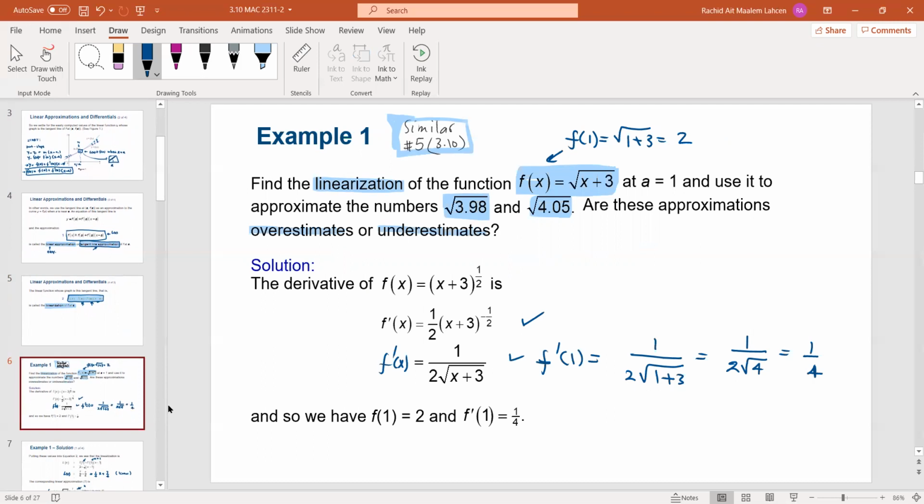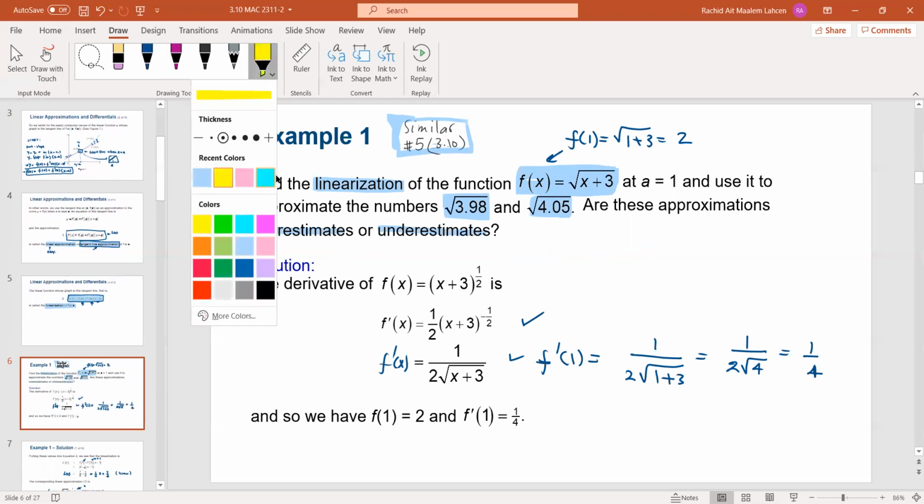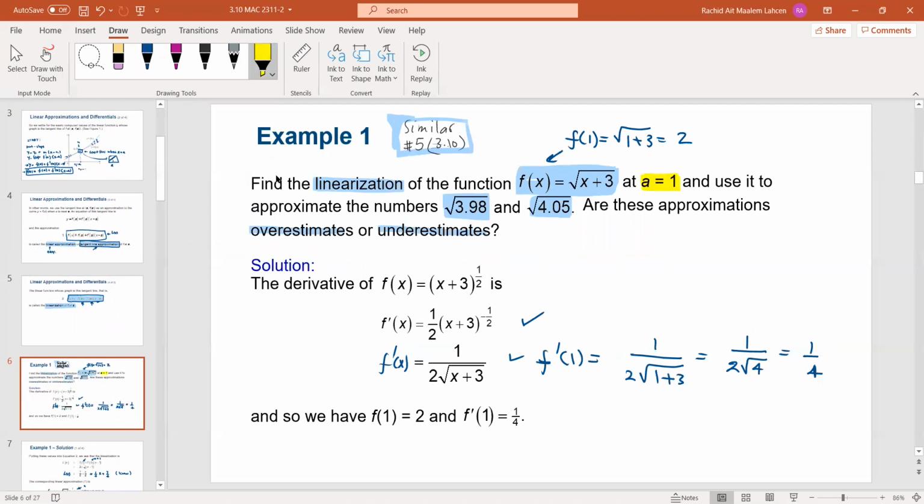This first example is similar to number 5 in the homework, so when you get to that, you can use the same pattern. Find the linearization of the function square root of x plus 3 at a equals 1. Remember, we linearize and find the approximation at a point, not anywhere. Then use it to approximate the numbers. Once we find the approximation at this point, we use that to find these values.